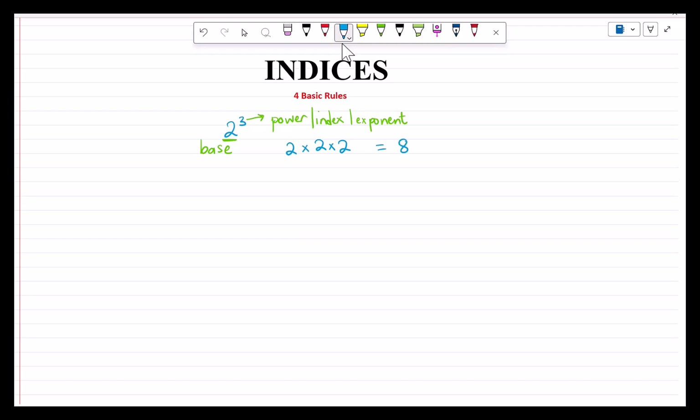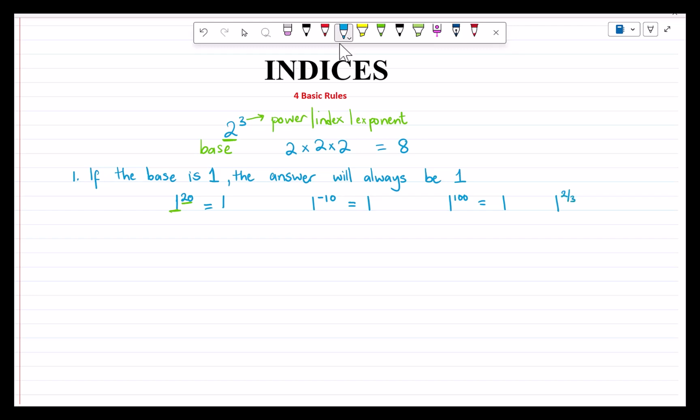Moving on to the rules, we have rule number 1. If the base is 1, the answer will always be 1. What I mean by that is if we have 1 to the power of 20, the answer would be equal to 1. Remember, this 1 is the base and then 20 is the power. 1 multiplying by itself 20 times will give us 1. And if we have, for example, 1 to the power of negative 10, again, we still get our answer as 1. Even if we have 1 to the power of 100, the answer will always remain as 1. Even if it is raised to a fraction, for example, 1 to the power of 2 over 3, our answer will always be 1.